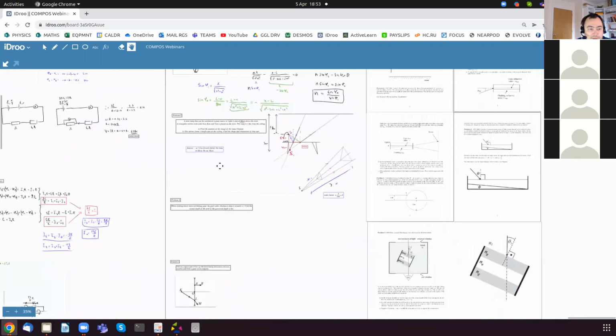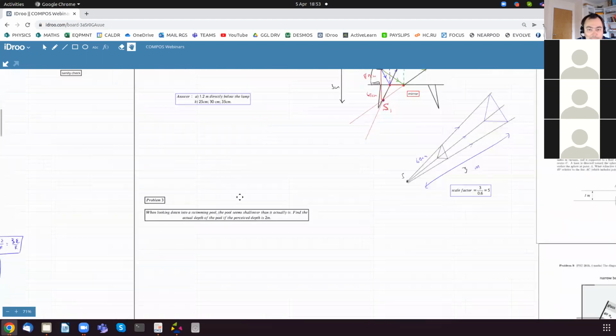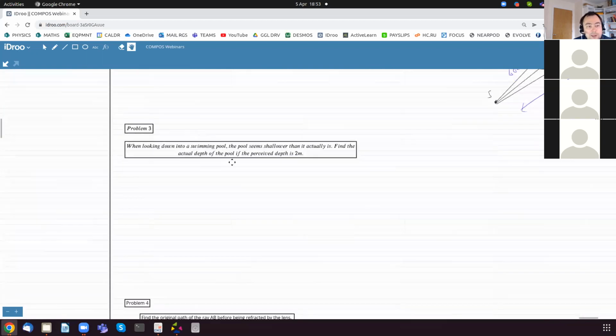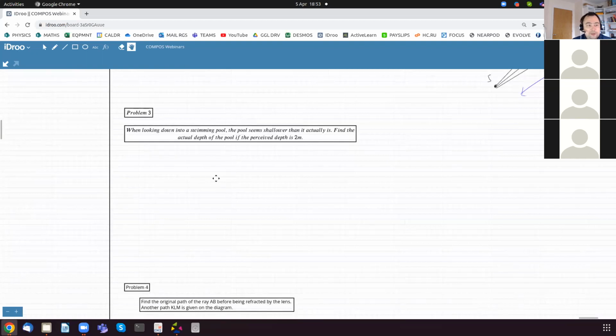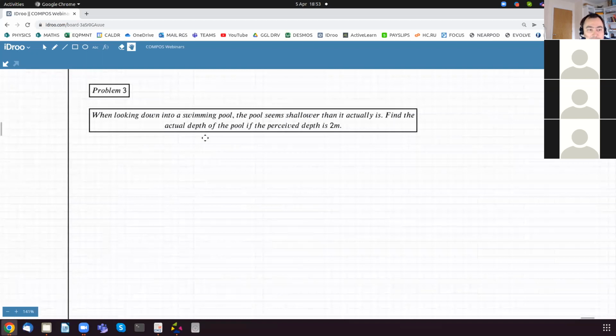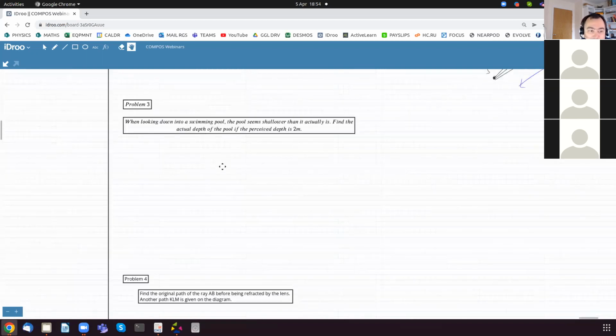Right. So problem 3. When looking down into a swimming pool, the pool seems shallower than it actually is. Find the actual depth if the perceived depth is 2 meters. So I don't know if you've noticed, but whenever you look into a swimming pool, it seems like it's shallower than it is, and if you jump into it, you'll hit your feet, whereas in fact it's much deeper than it looks.